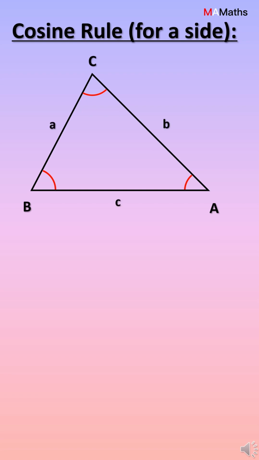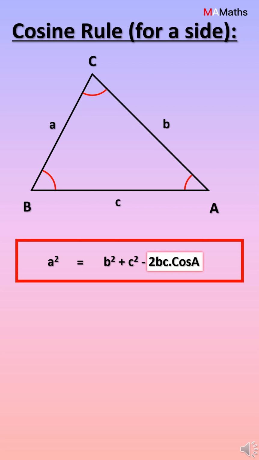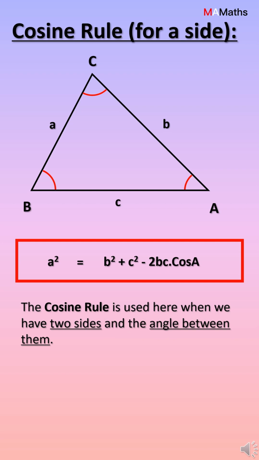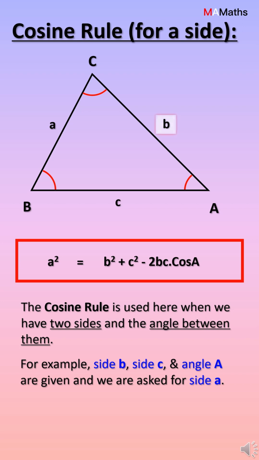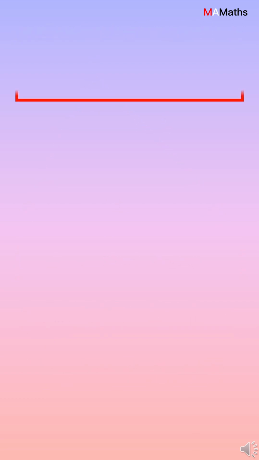The cosine rule states lowercase a squared is equal to lowercase b squared plus lowercase c squared minus 2 times lowercase b, lowercase c, cosine angle A. That is, side A squared is equal to side B squared plus side C squared minus 2 times side B times side C, cosine angle A. The cosine rule is used when we have two sides and the angle between them. So in the above, we have sides B and C and angle A, which sits between B and C, opposite side A.